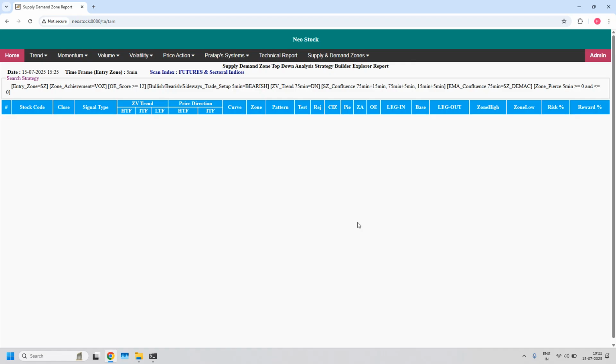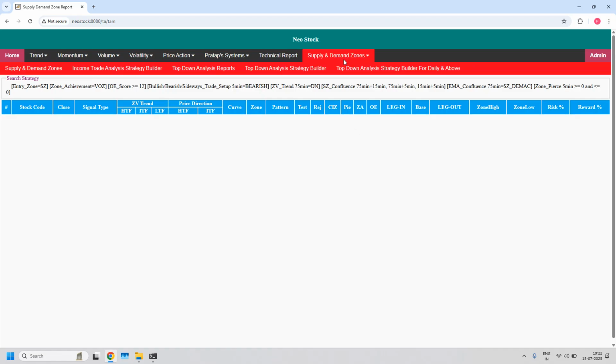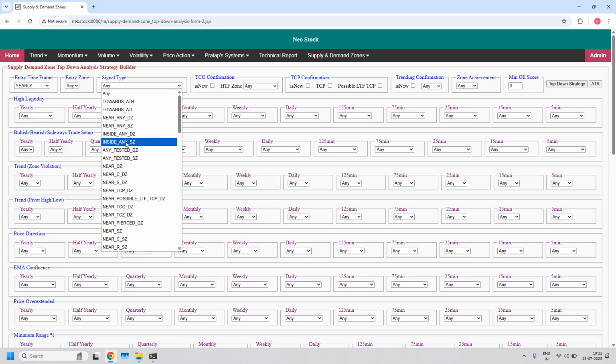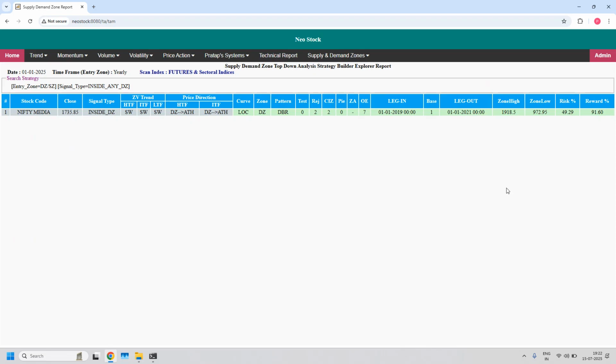So this is about all the income trades. Next we will look into finding the stocks near demand and supply zones for all the time frames except daily and 75 minutes, because they are already generated in the beginning of the report. So starting with yearly, price closed inside the yearly demand zone, we got 1 stock.